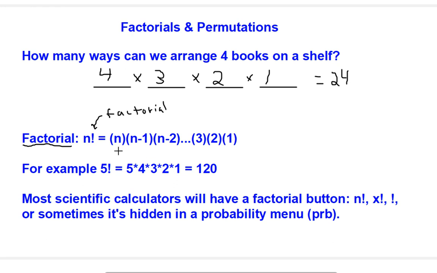So for example, 5 factorial is equal to 5 times 1 less than 5, which is 4, times 1 less than that, which is 3, times 1 less than that, which is 2, times 1 less than that, which is 1. We multiply that all out and we get an answer of 120. Now, one of the things that I should mention here is that by definition, 0 factorial is equal to 1, which may not be intuitive, but it's a rule and it helps everything work. So 0 factorial is equal to 1.